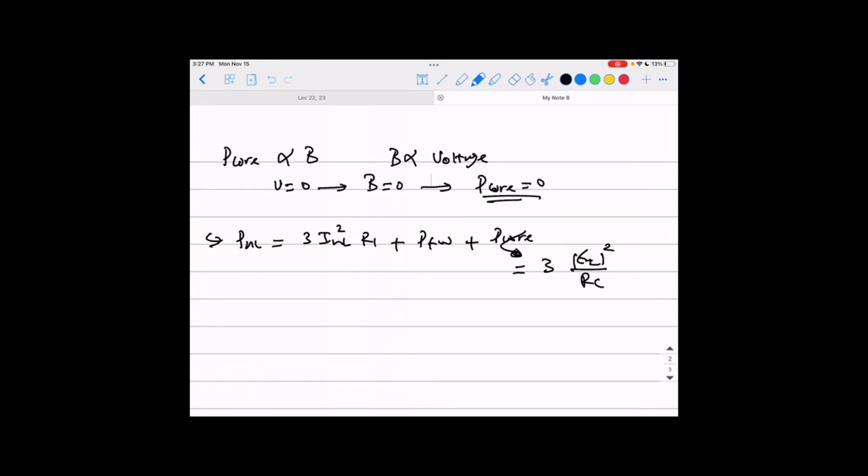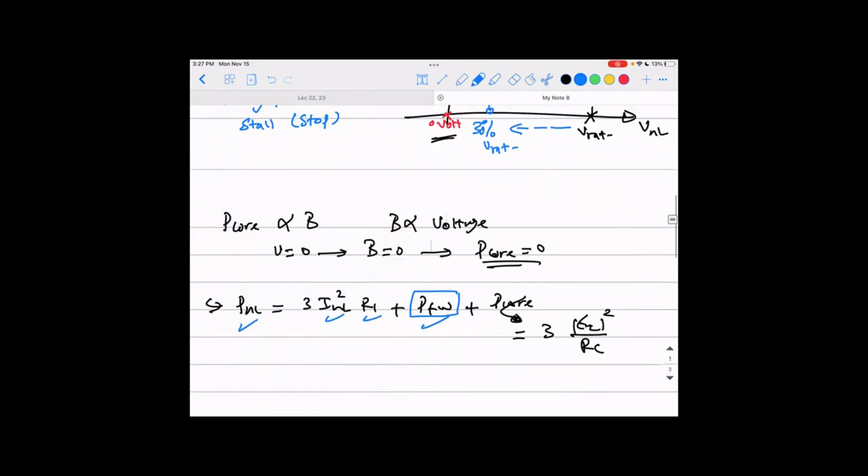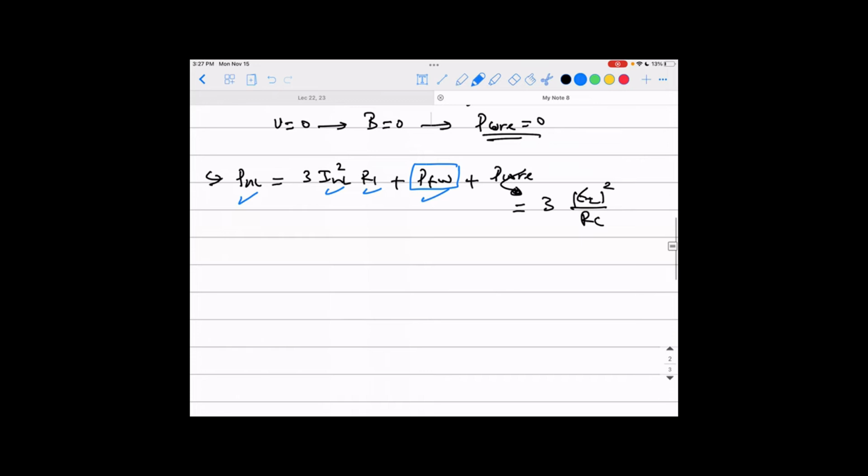From here now, we have everything. We have P no load that is measured. I no load is measured. R1 from the DC test. Friction and windage losses are now known from this experimental extrapolation test we did. So everything is in hand here. You can just find the core losses. Okay, guys? That's it.